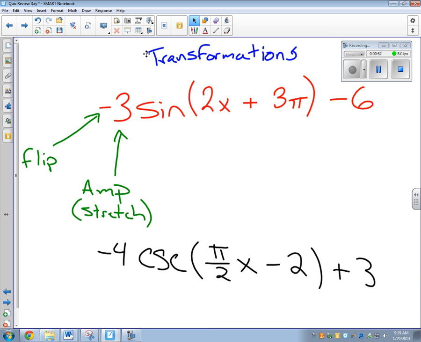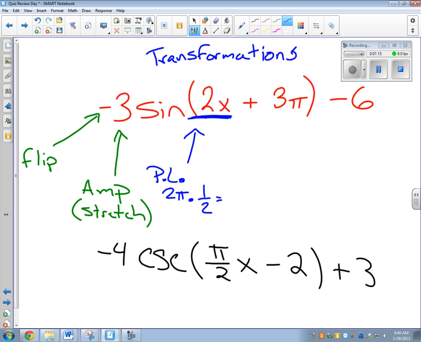The next thing we come across is this 2. The 2 in front of my x is going to change my period length. Since it is a sine curve, normally I'm going to start with 2 pi, but in this case, I'm going to multiply by the reciprocal of whatever's in front of my x. So since it's a 2, I'm going to multiply by 1/2. So in that case, my 2's would cancel. Pi times 1, my period length is pi.